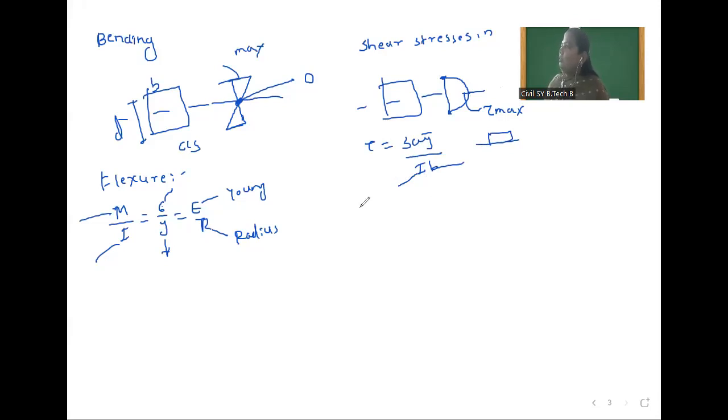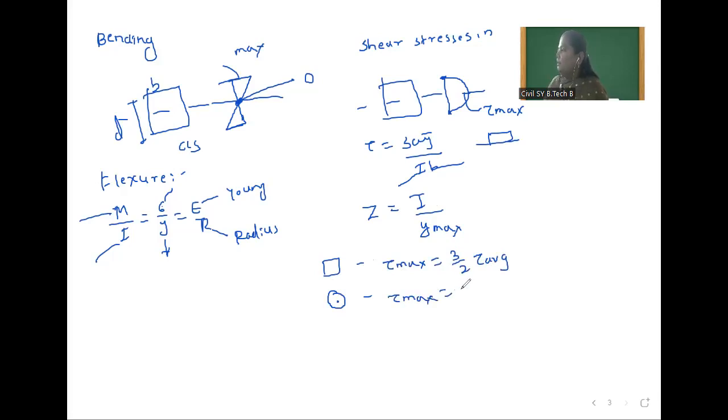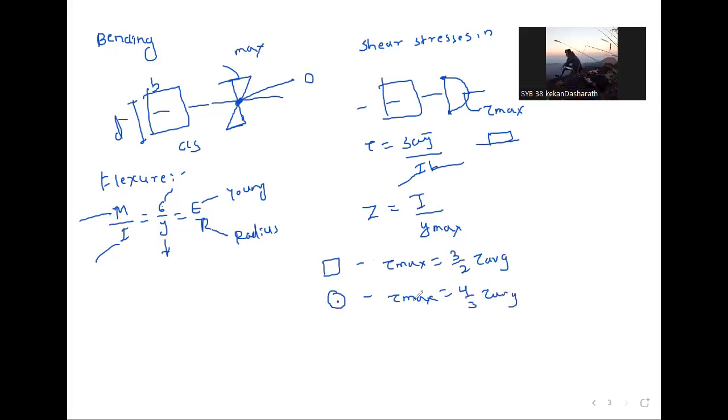After that I think we have derived one equation, section modulus Z, which is equal to I divided by y max, that is moment of inertia divided by depth of neutral axis. And from this we have derived one relation for rectangular section and one relation for circular section. So maximum shear stress is equal to 3/2 tau average for rectangular section, and tau max is equal to how much? 4/3 tau average for circular section.